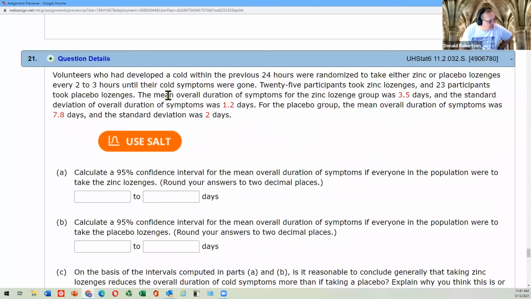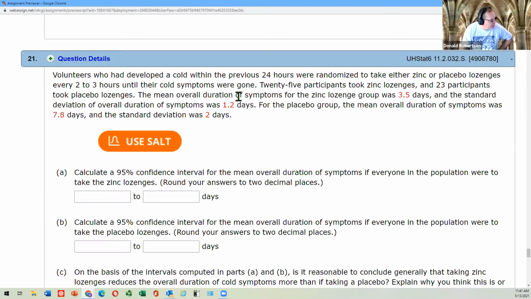And then we are doing two groups now. Up to this point, I think most of the questions have been single sample. Here we have two different groups. Volunteers who have developed a cold within the previous 24 hours were randomized to take either zinc or a placebo. So they're going to see whether zinc helps you recover from the cold quickly, compared to not getting any help. And it's a nice placebo, so nobody knows, I hope. 25 took the zinc, 23 took the placebo.